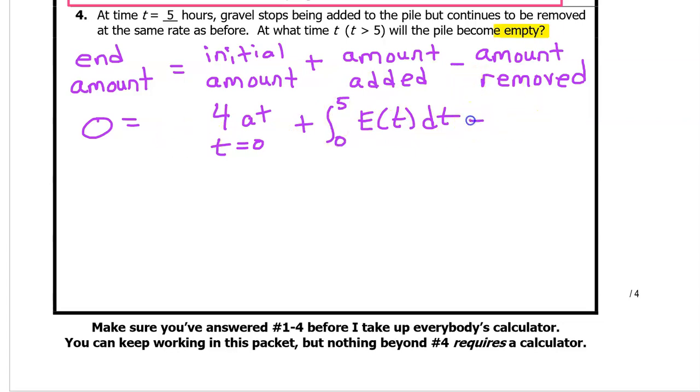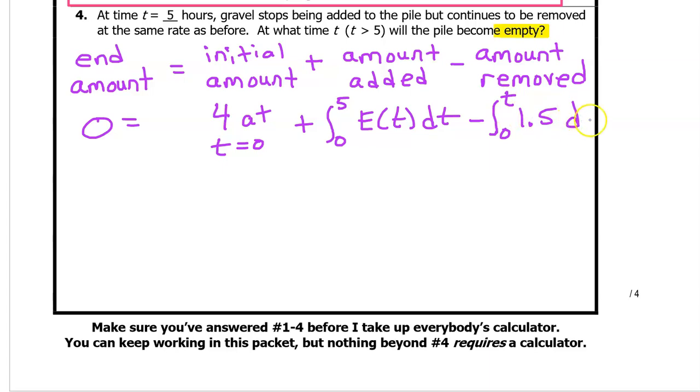Finally, we need an expression for the amount of gravel removed. So this integral will be open-ended. We're still starting at time t equals 0. But gravel continues to be removed after t equals 5 hours at the same rate as always of 1.5 tons per hour. But we are trying to find the time t when the pile goes empty.